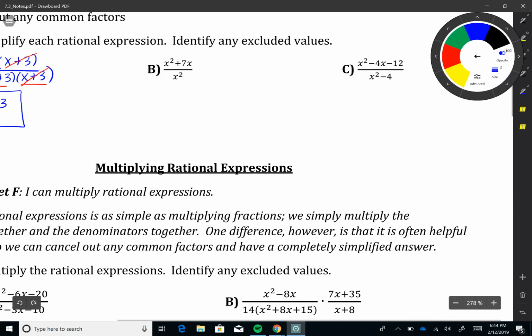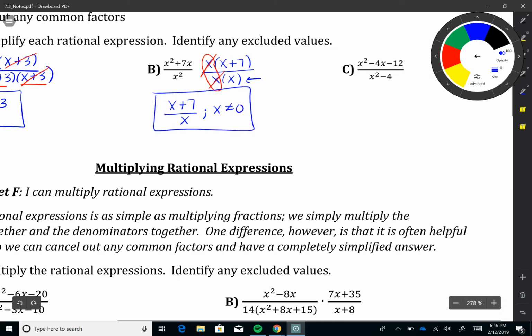I need to do step 1, which is factor. In the numerator, I can take out an x from both of those terms, which leaves me with x times x plus 7. In the denominator, I can write x squared as x times x. And now I see that I have a common factor of x in both the numerator and the denominator. I can cancel those out. I'm left with x plus 7 over x. And looking at my original denominator, the only value that would make that equal 0 would be 0. So x cannot equal 0. I just have that one excluded value.